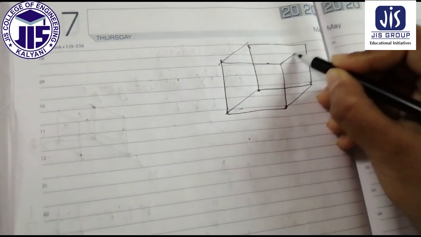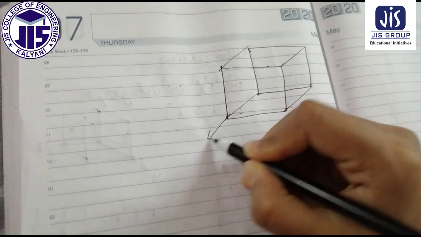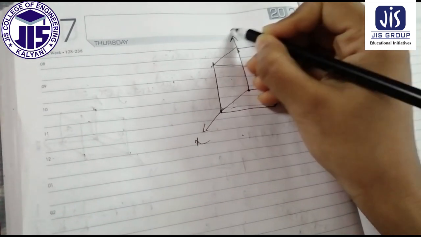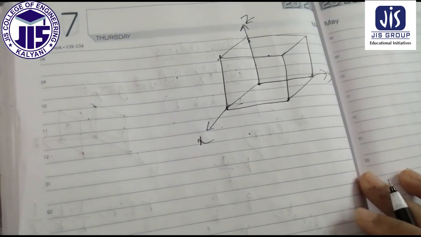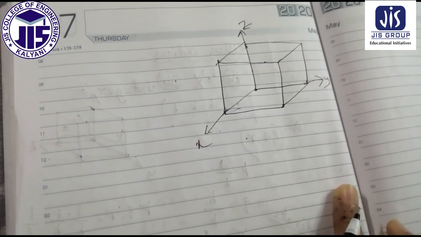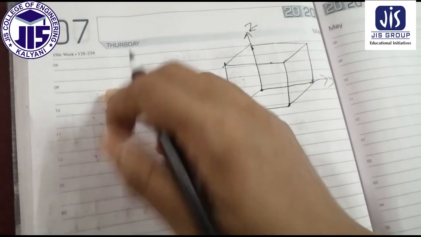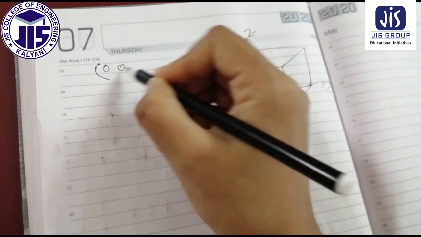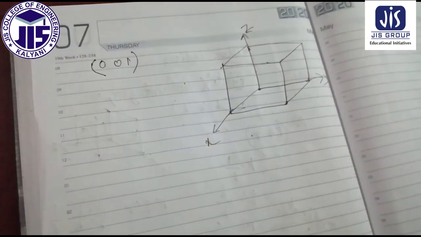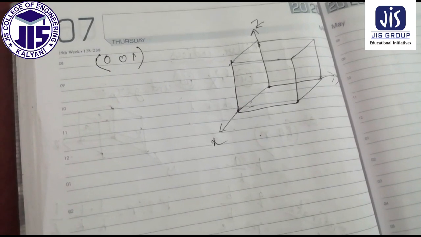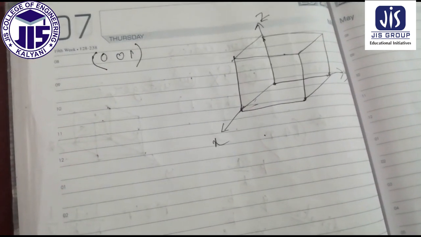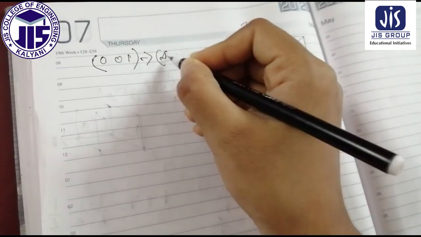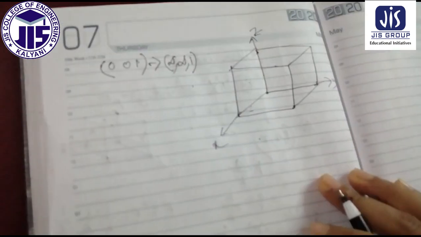This is the cube. Now you give the axis. This is your x, this is your y, and this is your z. X, y, z, three axes are there. Now 1, 0, 0, 1. These are the Miller indices. Then we have to find the corresponding coordinate. So the corresponding coordinate is infinite, infinite, 1.